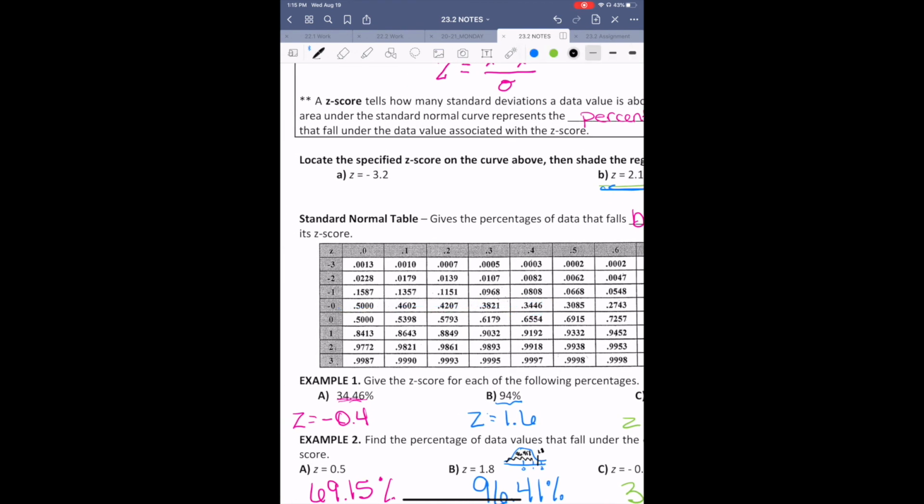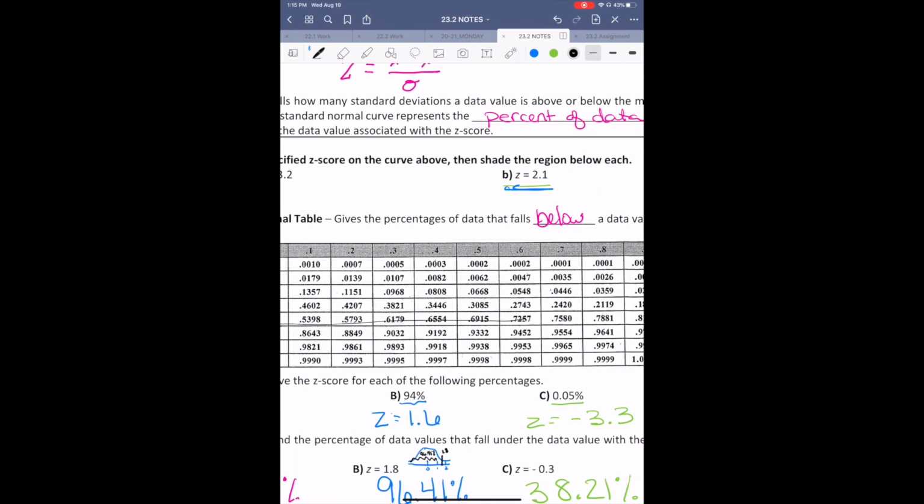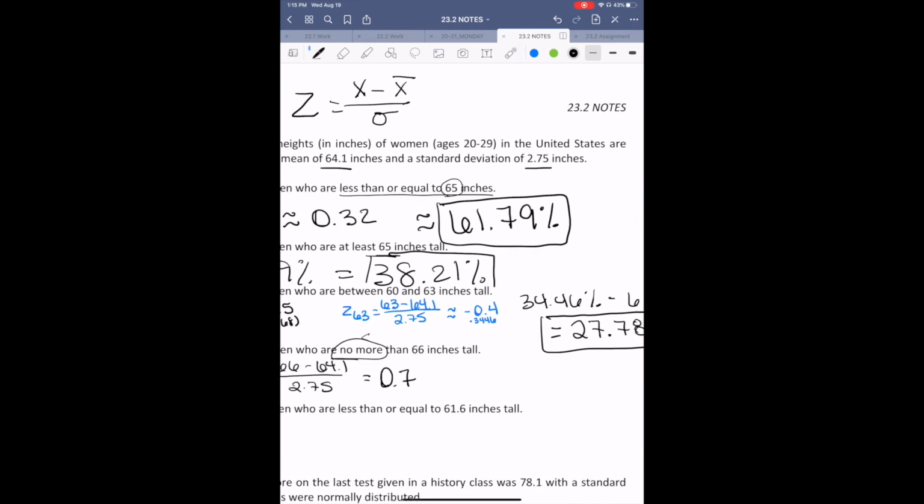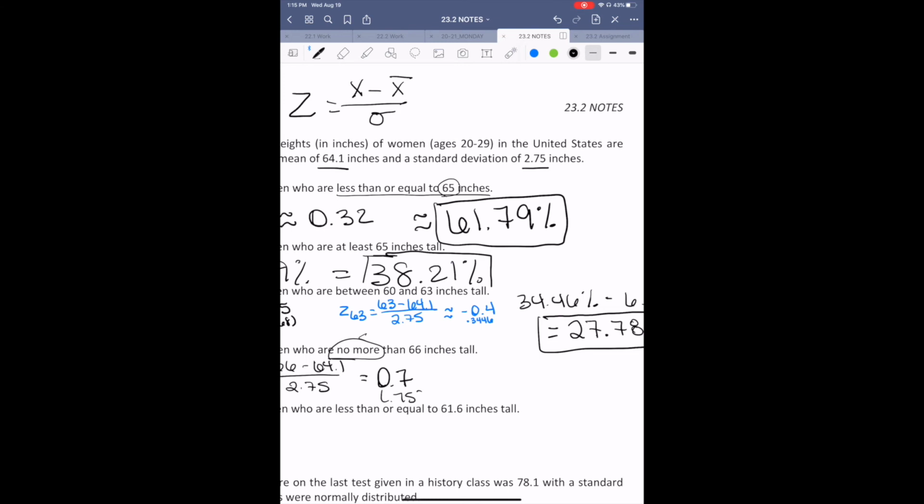Look at your table. My table at 0.7 shows me that my percentage is 0.7580, which means that 75.8% of my data falls below 66 inches.